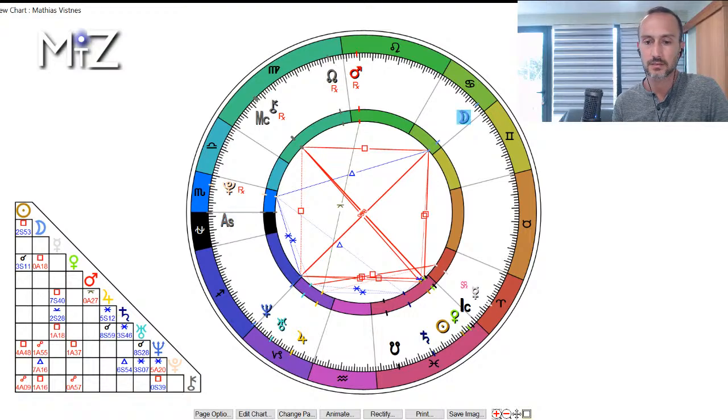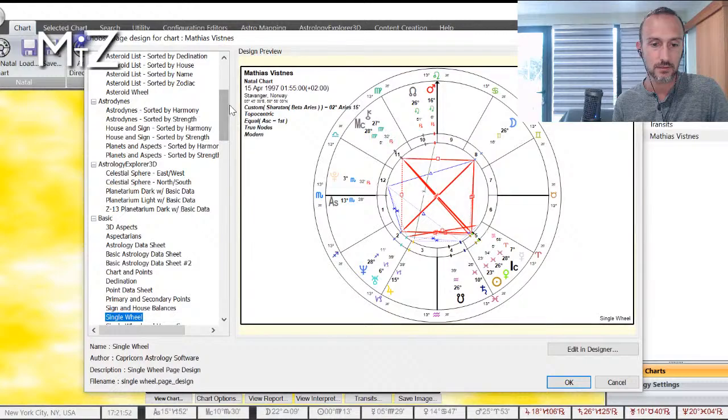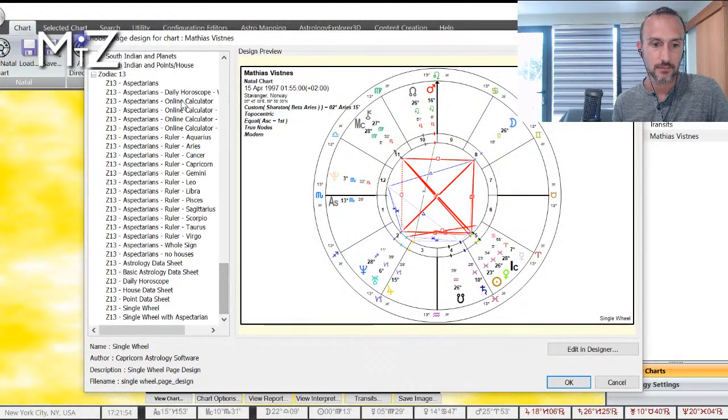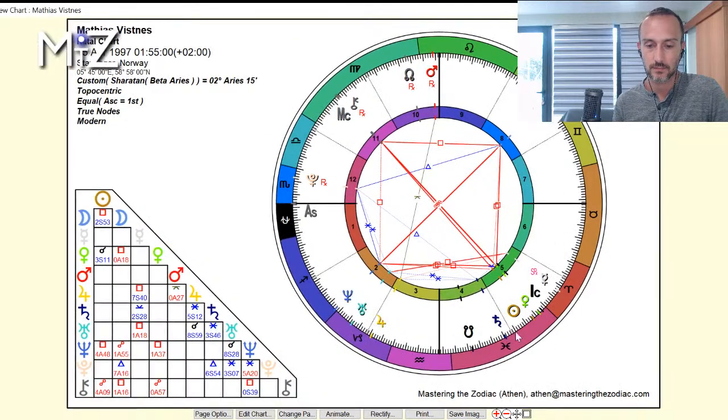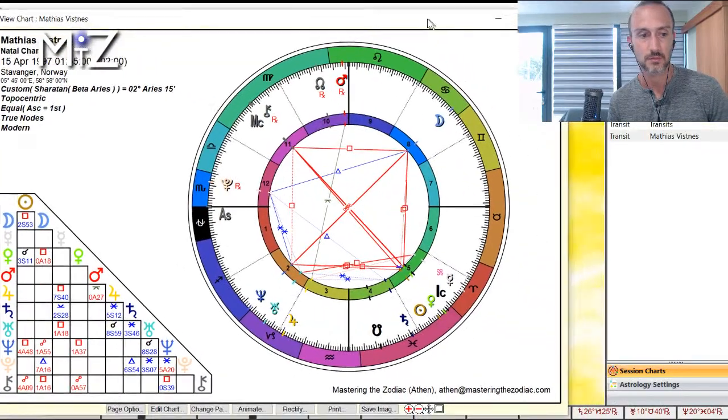Actually, this isn't the best chart to use. Hold on a sec. Now this is going to be covering up the moon over here. Actually, let me just make it a little bit smaller. There we go.